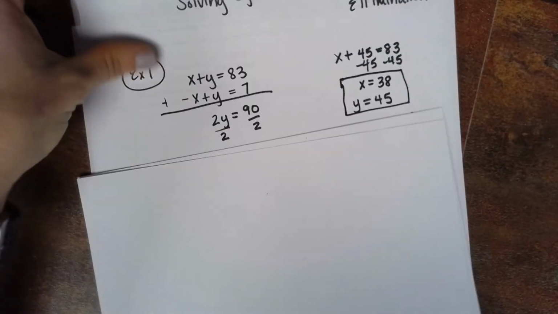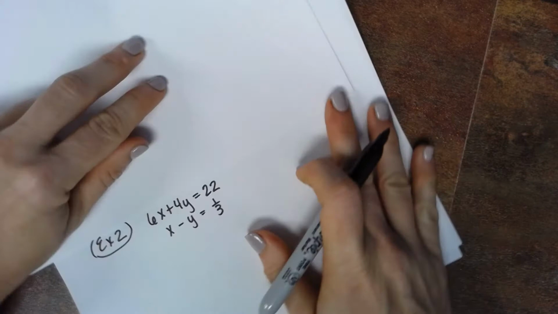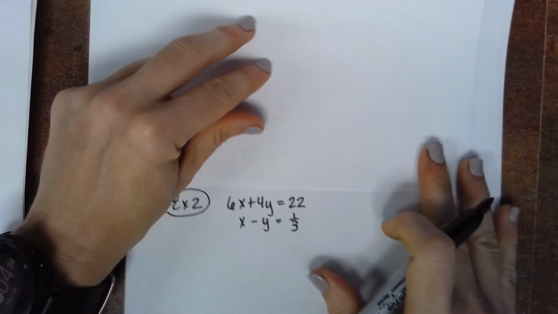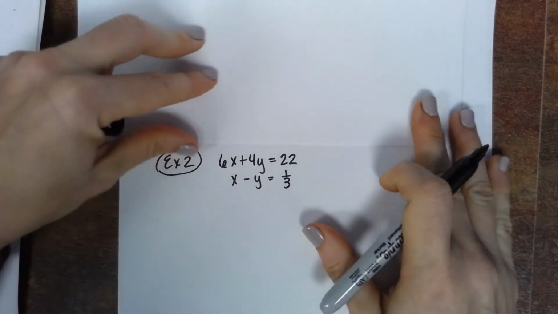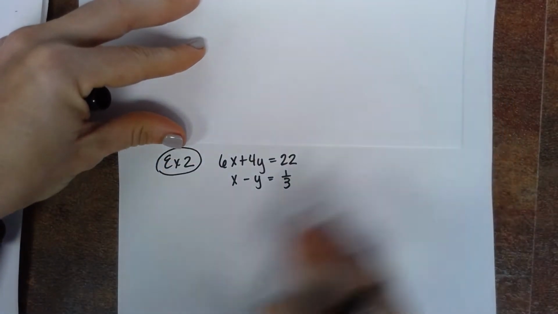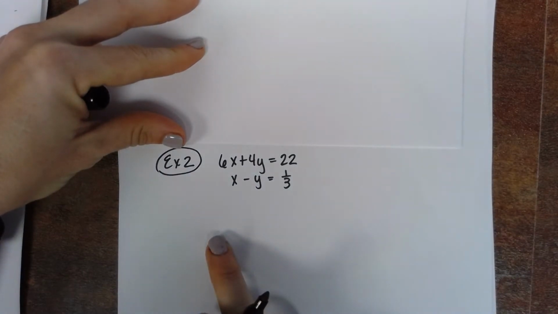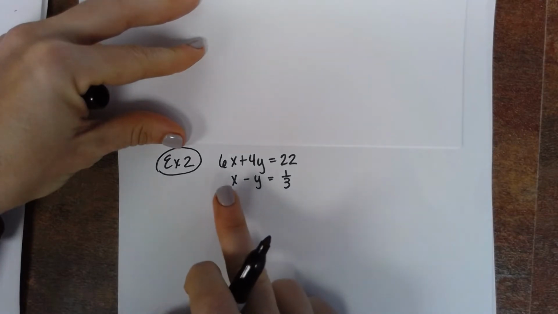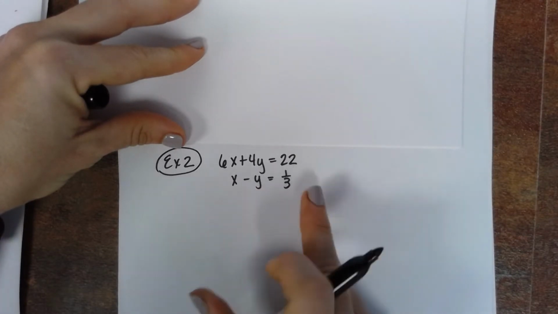Alright, so let me show you another example. Okay, this time we have a fraction, so don't be scared. And this time we don't already have a pair of opposites. But another thing that I'm allowed to do with equations is I'm allowed to multiply by anything I want to, as long as I multiply it by each term.